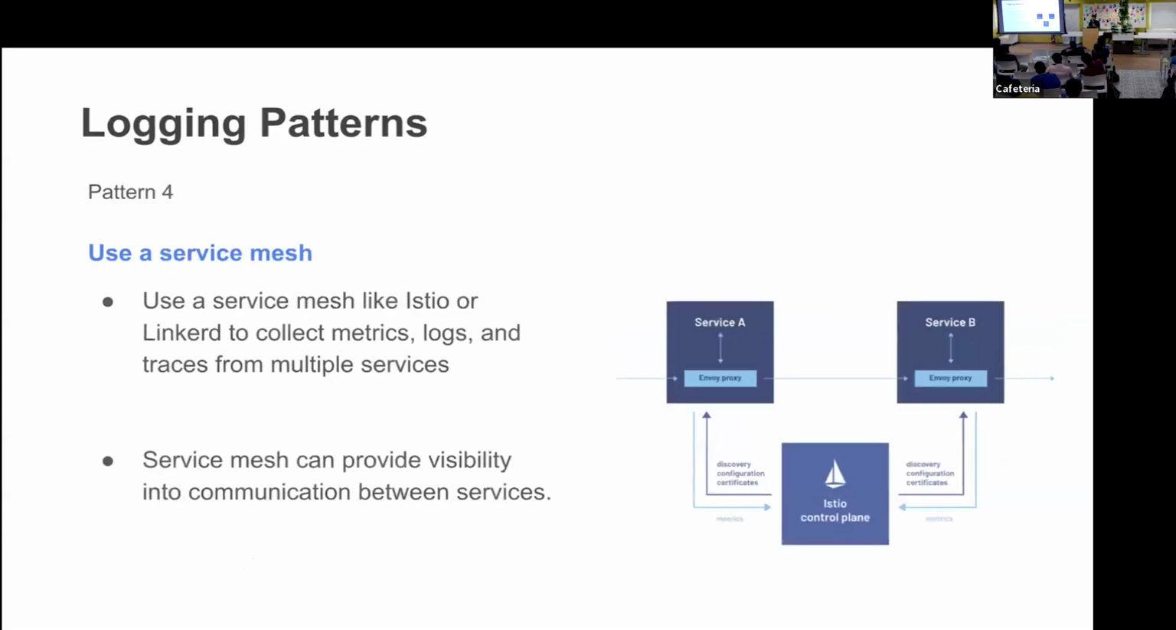The fourth logging pattern is when you use a service mesh. When you use a service mesh, like either Istio or Linkerd, it sits on top of your application, and whatever requests are coming in or going out from the service, it is able to do all the metrics, logging, and monitoring as part of that.